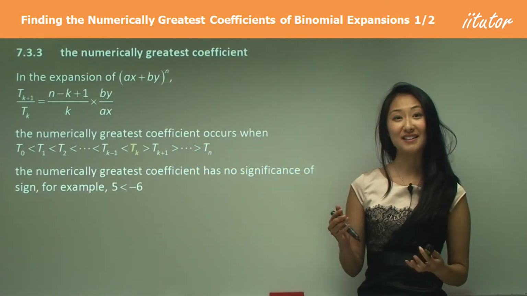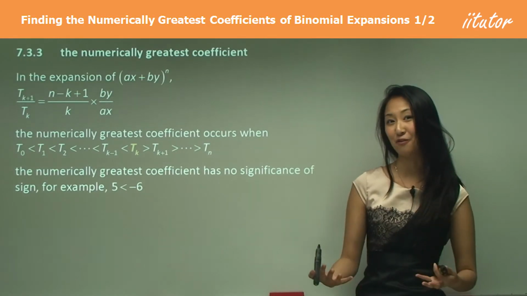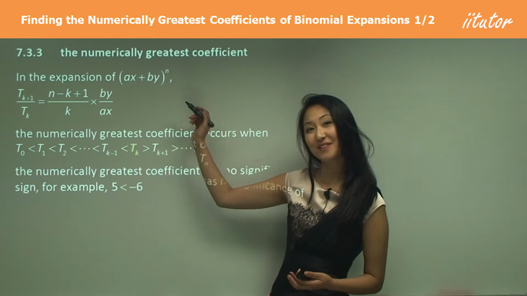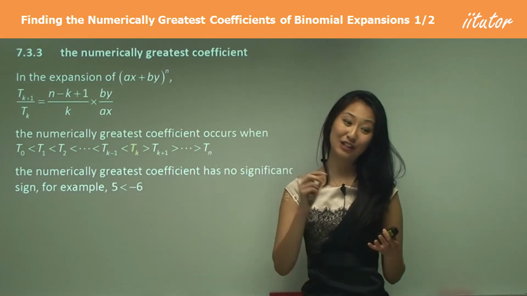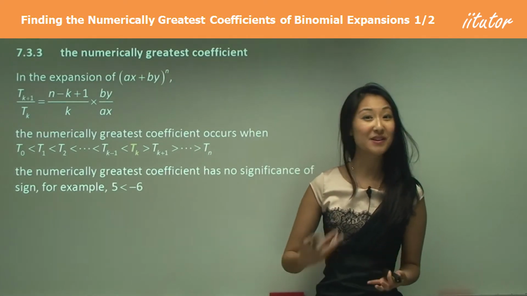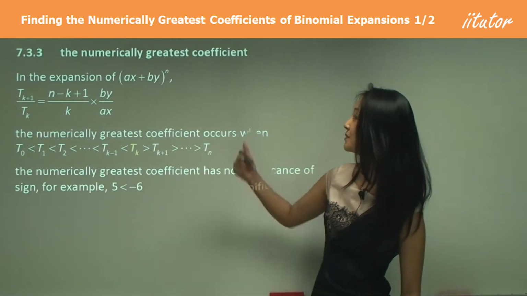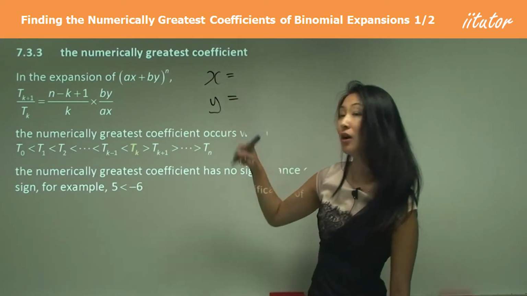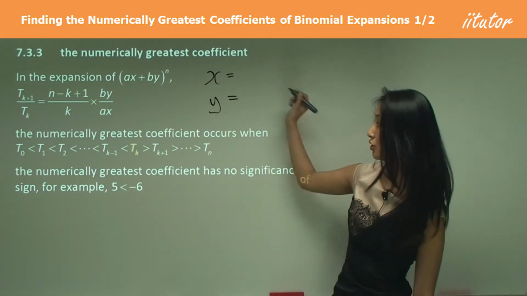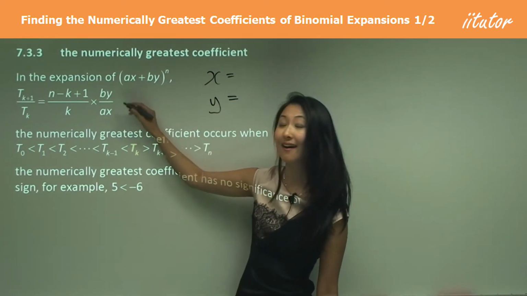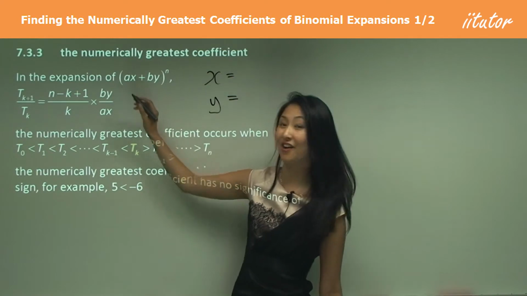So now I want us to work out how to find the greatest coefficient when we have x and y as well. So up until now, it's just been the coefficient, but what about when you want to consider x and y? Well, it's actually quite simple. The questions will tell you what x equals and what y equals, and all you need to do is substitute those numbers into this equation here. So instead of b on a, it's now by on ax.